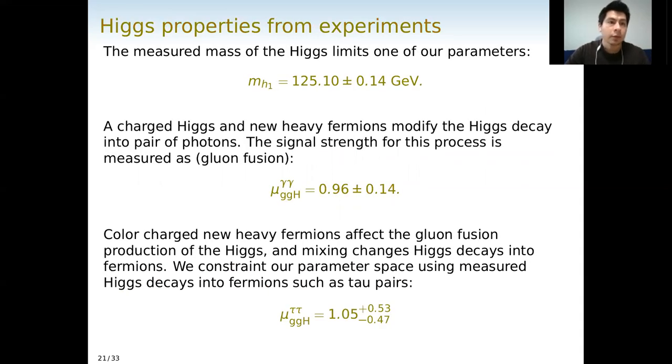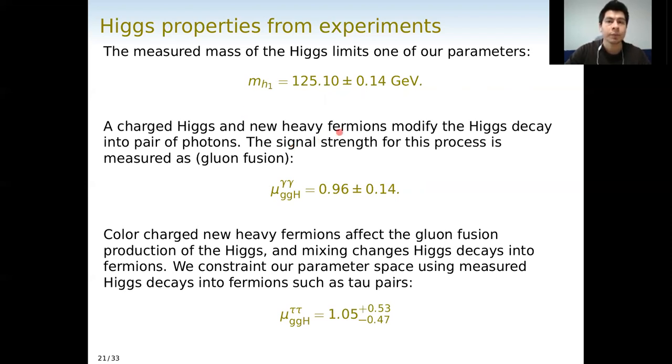And we also know several properties of the Higgs from experiments, mostly recent experiments at the LHC. We know that the mass of the Higgs is 125.10 plus or minus 0.14 GeV, and we have to require this from our parameter space.